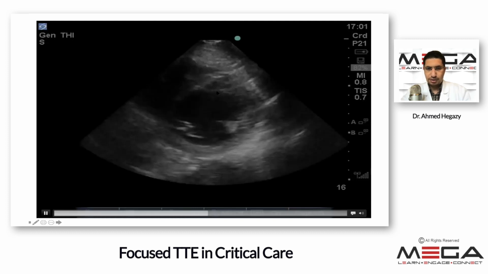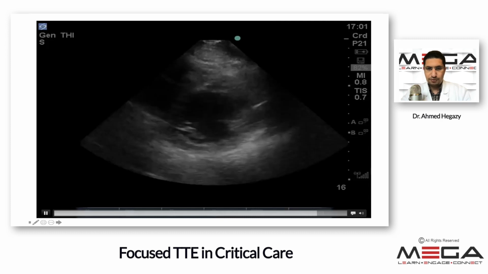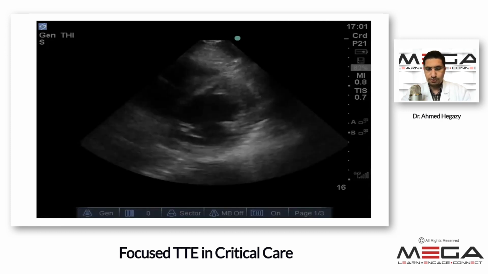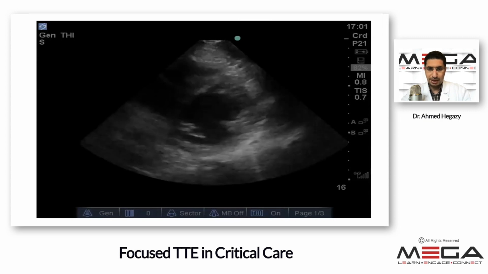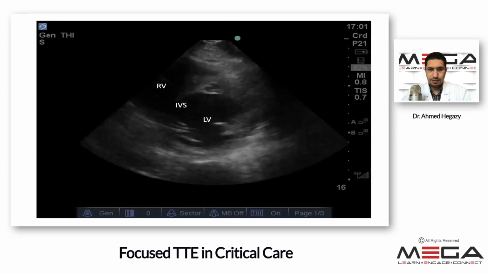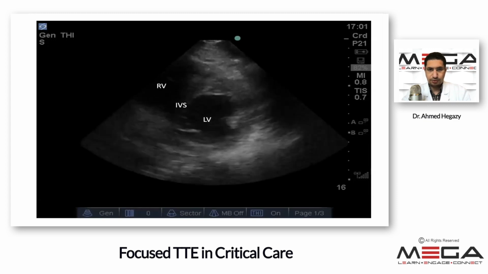So here you can assess the anterior, septum, inferior, and lateral walls of the heart, all in the mid segments, all in one view. So if you're assessing wall motion abnormalities, this is an excellent view for that purpose. And this is the intraventricular septum right there, and that's the right ventricle.